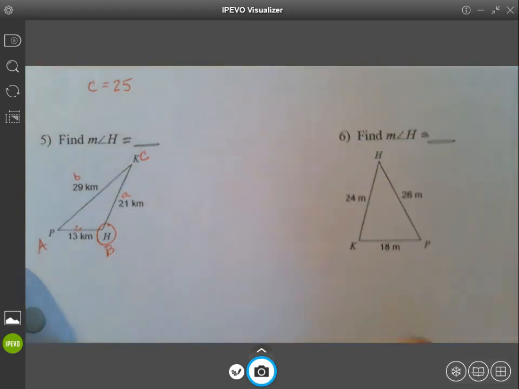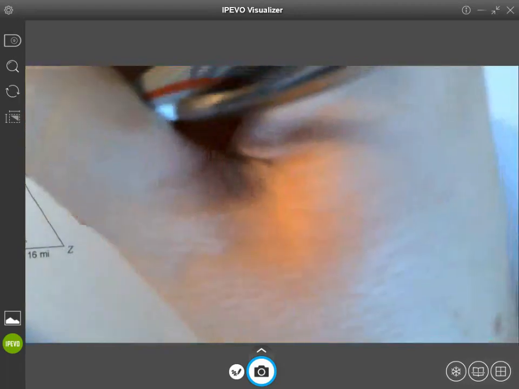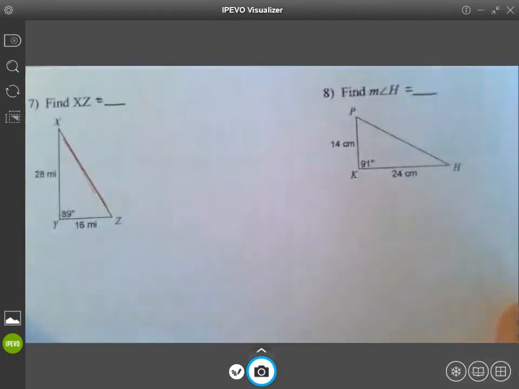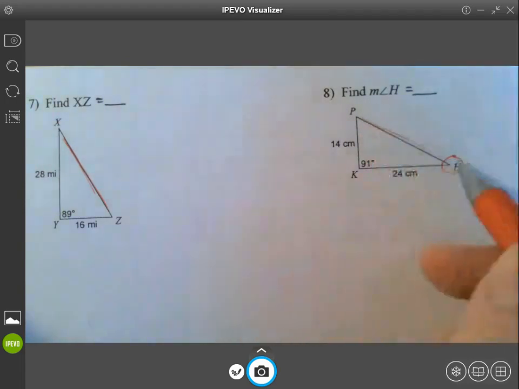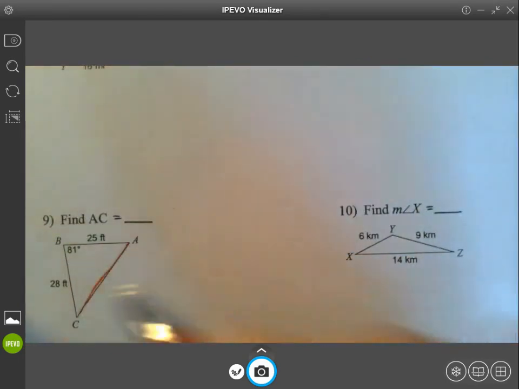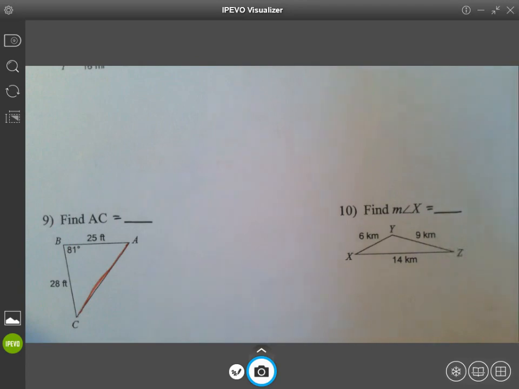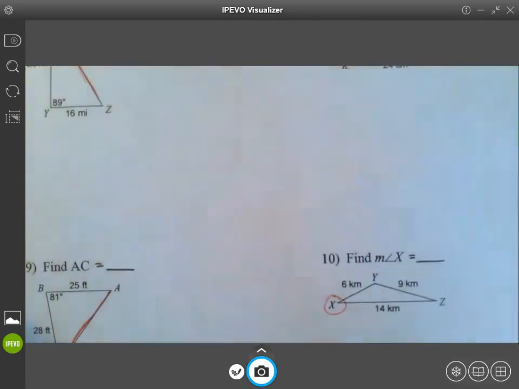All right. So there we go. On to the next page. You want to find a side XZ. Again, you can relabel it, but let's trace that side. You want to find angle H. You're going to need to find your missing side first. This one wants you to find AC, and this wants you to find angle X. And again, this one has 3 sides, so I don't have to do anything extra. So the reminder on this one is I need to find the missing side first. Everything else, I can just find the piece they're asking for.